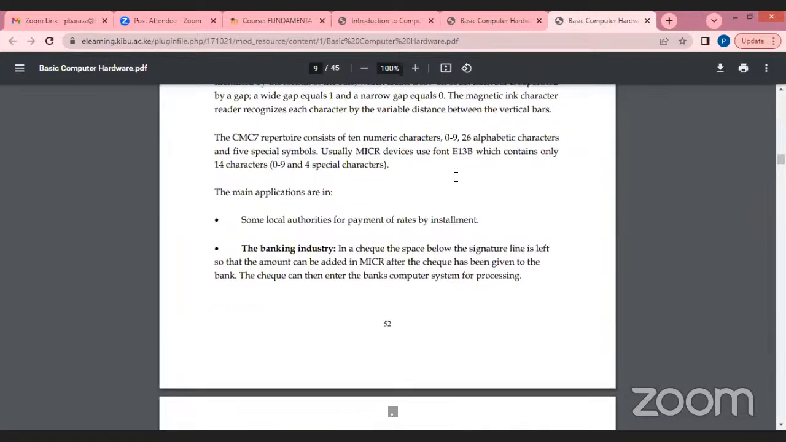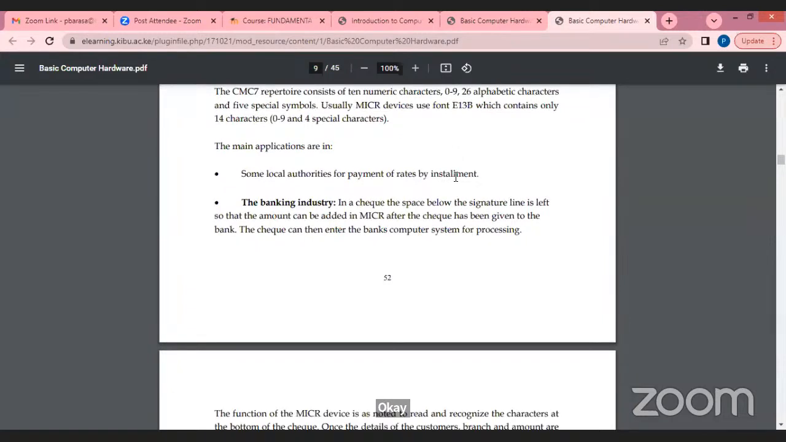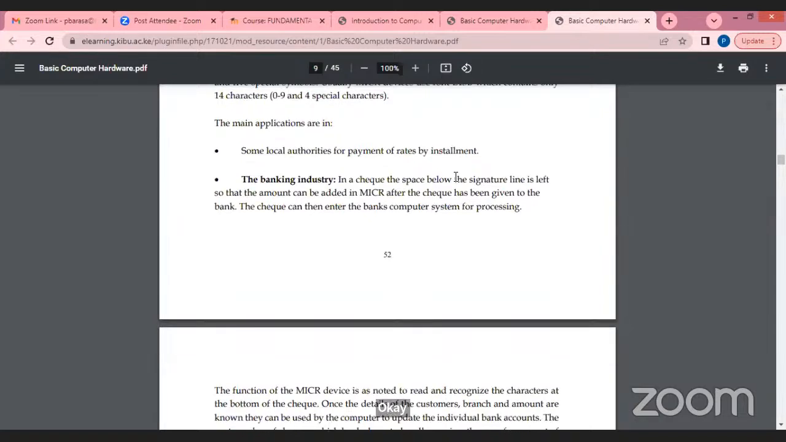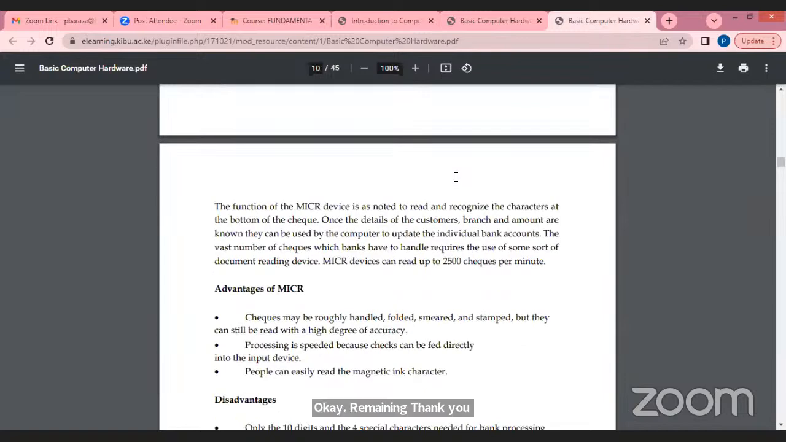So the main applications are in some local authorities for payment rates by installment, and the banking industry. In a check, the space below the signature line is left so that the amount can be added in MICR after the check has been given to the bank. So the check can then enter the bank computer system for processing. The function of the MICR device is to read and recognize the characters at the bottom of the check. Once the details of the customer's branch and amounts are known, they can be used by the computer to update individual bank accounts.